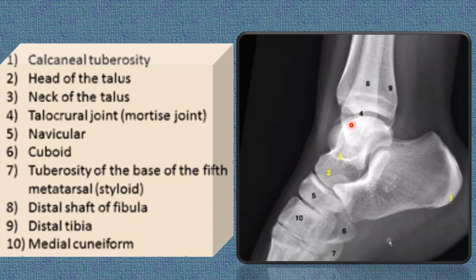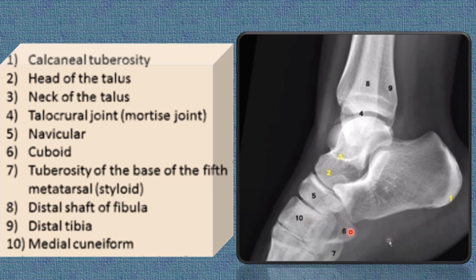This is the talocrural joint, also called as the mortise joint, and navicular, medial cuneiform, but they are superimposed, medial, middle, and so we can just say this is the cuneiform, right? Medial, middle, or lateral, they are superimposed with each other.